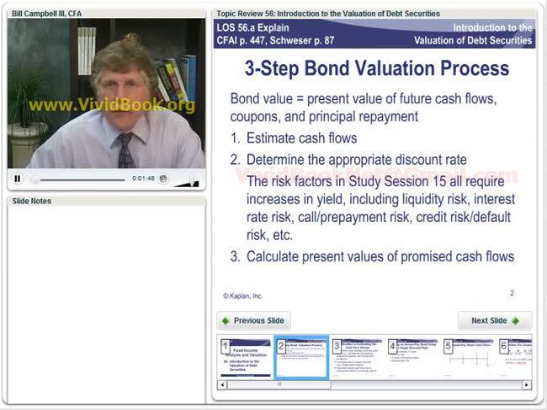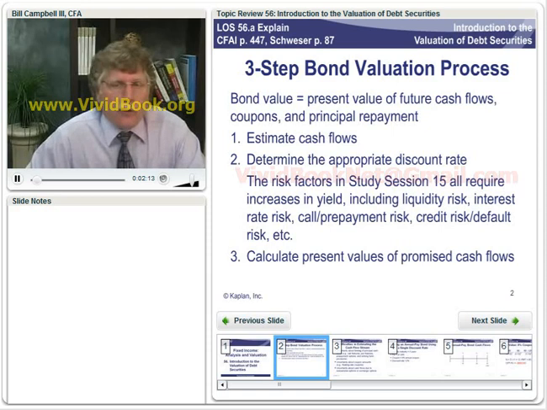There are many ways that you can determine the appropriate discount rate. Back in study session 15, we talked about all the different kinds of risks you might want to consider when you are coming up with the appropriate discount rate. You might want to start with the risk-free rate and then add a premium for all the different kinds of risk that you have to bear when you purchase this security, buy this bond.